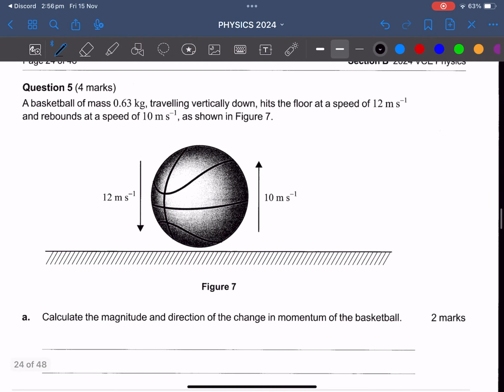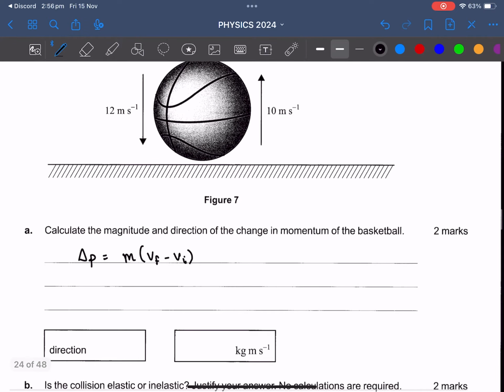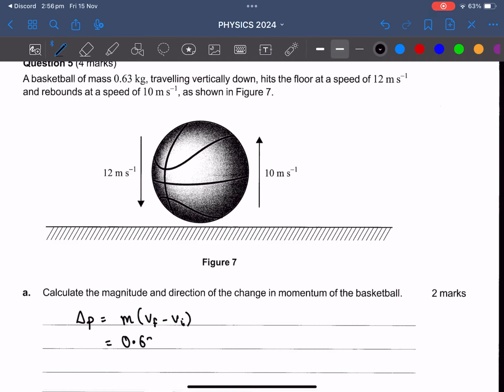So next question, question number 5. A basketball of mass 0.63 kilograms traveling vertically down hits the floor at a speed of 12 meters per second and rebounds at a speed of 10 meters per second as shown in figure 7. Calculate the magnitude and direction of the change in momentum of the basketball. Change in momentum is just mass times final velocity minus initial velocity, right? The mass of the ball is 0.63. Our final velocity is 10 meters per second upwards, and initial velocity is 12 meters per second downwards, so negative 12 here.